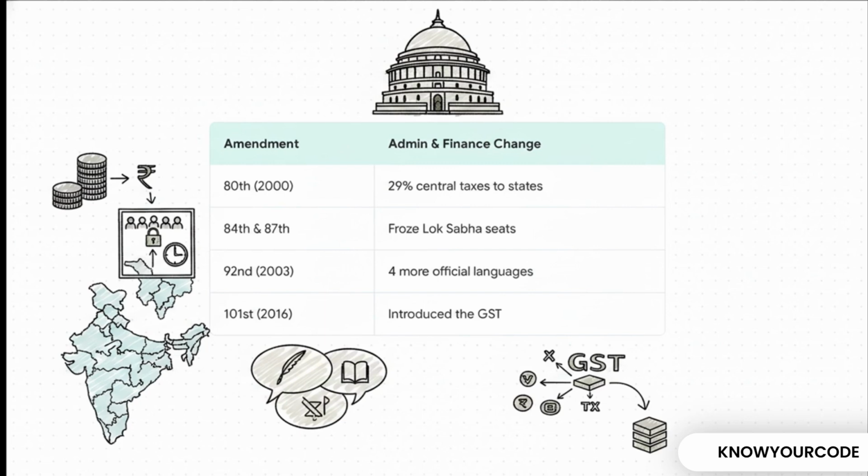To wrap up the governance side, there were a few key administrative and financial modernizations. The 80th ensured states got a guaranteed 29% of central taxes. The 84th and 87th Amendments froze the number of parliamentary seats until 2026. Why? So that states that successfully lowered their population growth wouldn't be punished by losing their political representation. Pretty clever, actually. The 92nd brought the total number of officially recognized languages to 22. And of course, the 101st Amendment in 2016 completely restructured indirect taxes by paving the way for the GST.